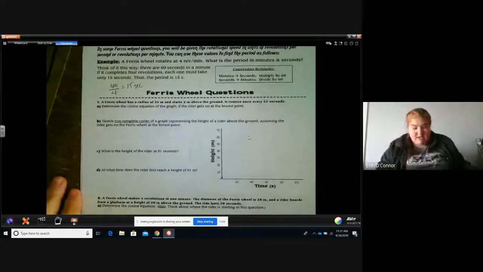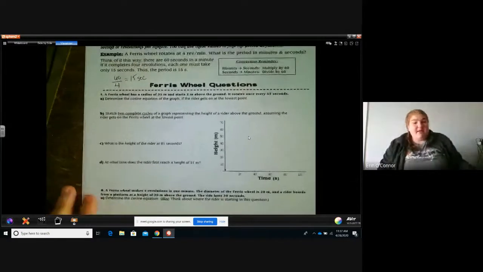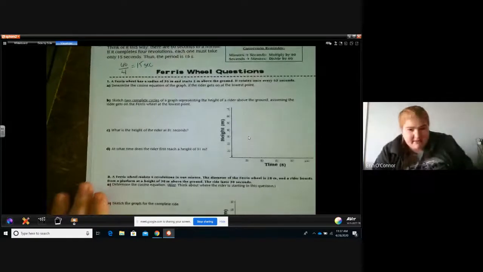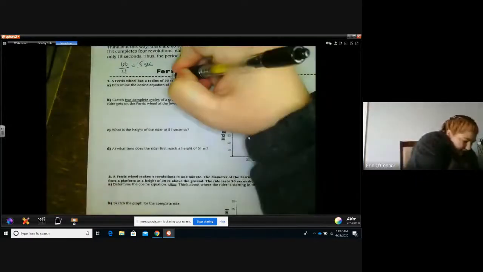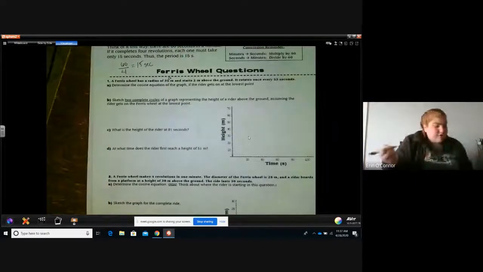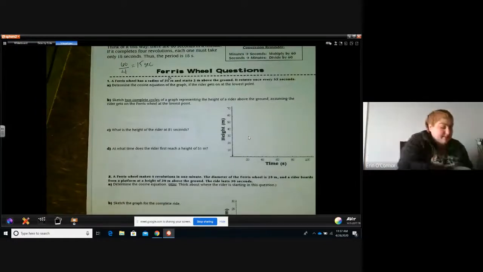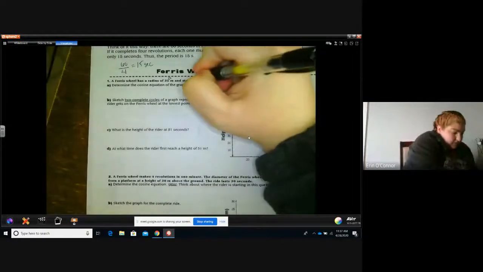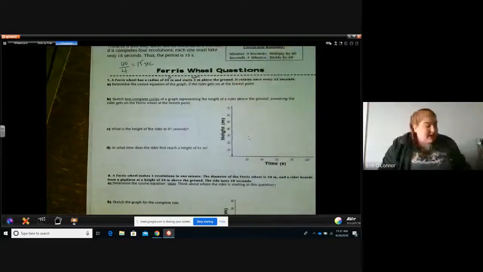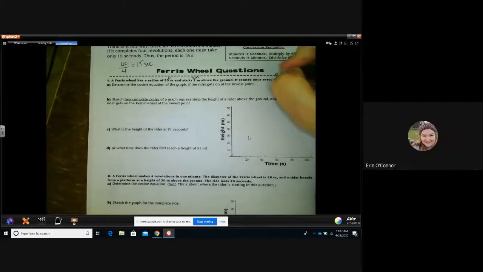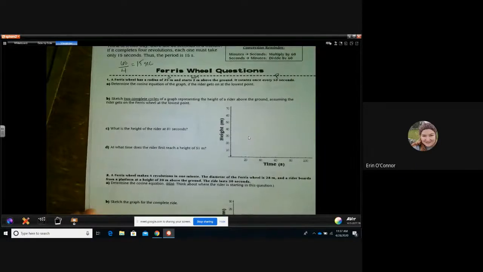Okay, so a Ferris wheel has a radius of 35 meters. So already I know that's my A. And it starts 2 meters above the ground. So that's my minimum. It rotates once every 53 seconds. That's my period. Determine the cosine equation of the graph if the rider gets on at the lowest point.